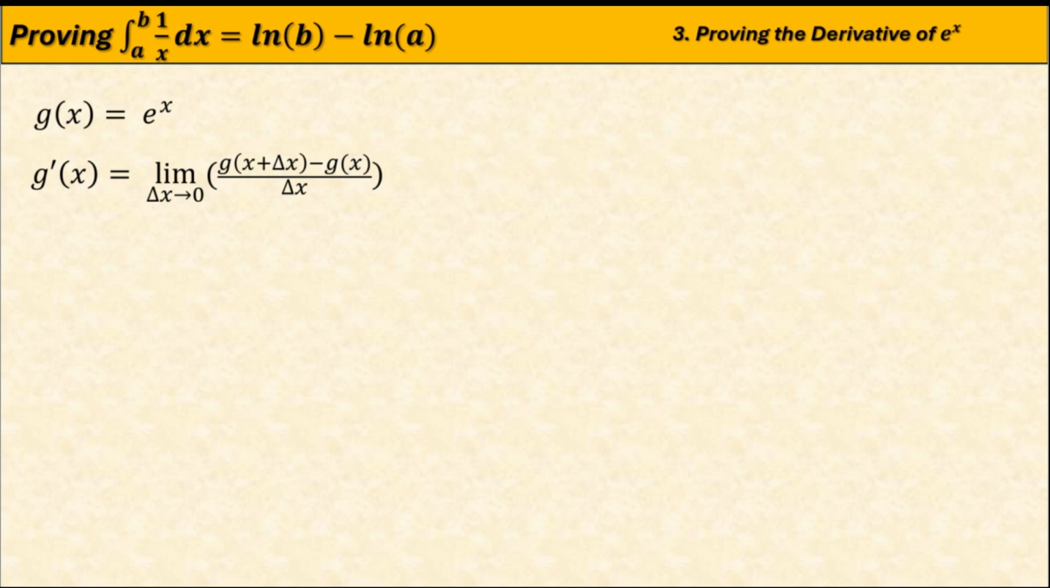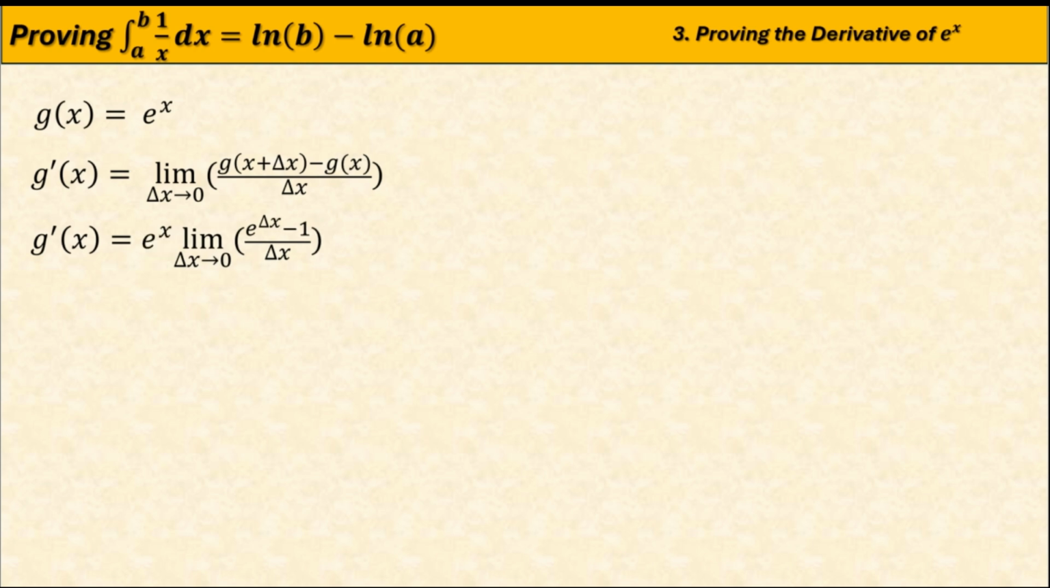change of x approaches 0 of g of x plus the change of x minus g of x all over the change of x. Knowing that g of x is equal to e to the x, we can rewrite the derivative using the limit definition. Using exponential rules, we can rewrite e to the x plus the change of x as e to the x multiplied by e to the change of x. Now we can factor out the e to the x.